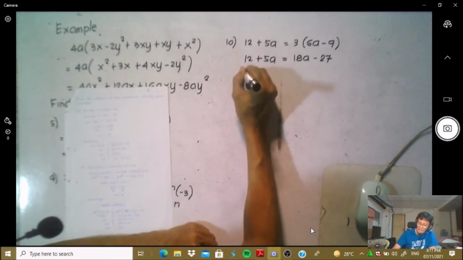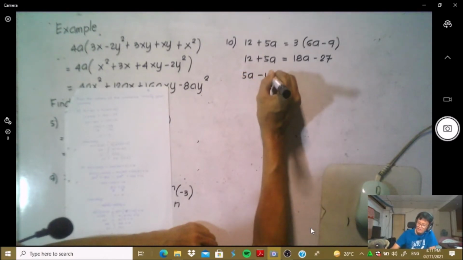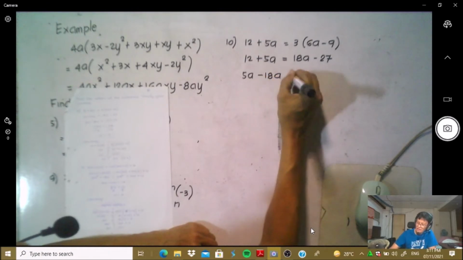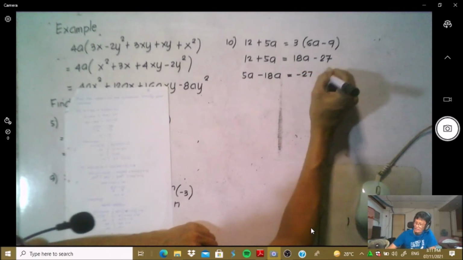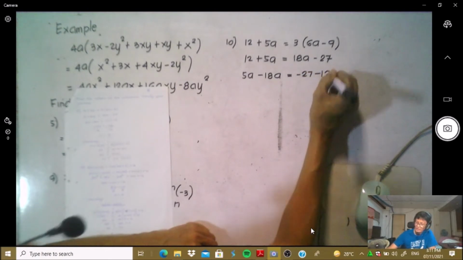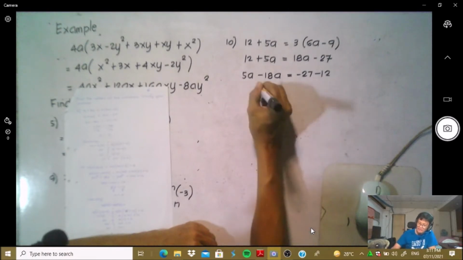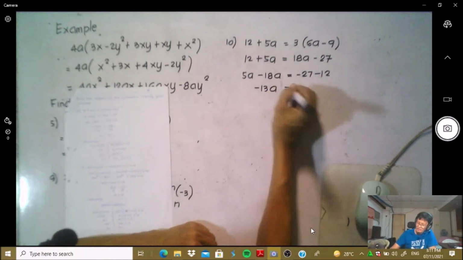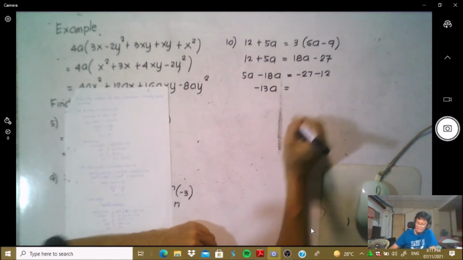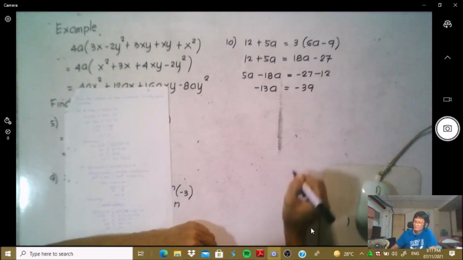So we have 5a minus 18a will be equal to negative 27 minus 12. Okay, 5 minus 18 is equal to negative 13, negative 13a, and we have here negative 39. That's negative 27 minus 12.